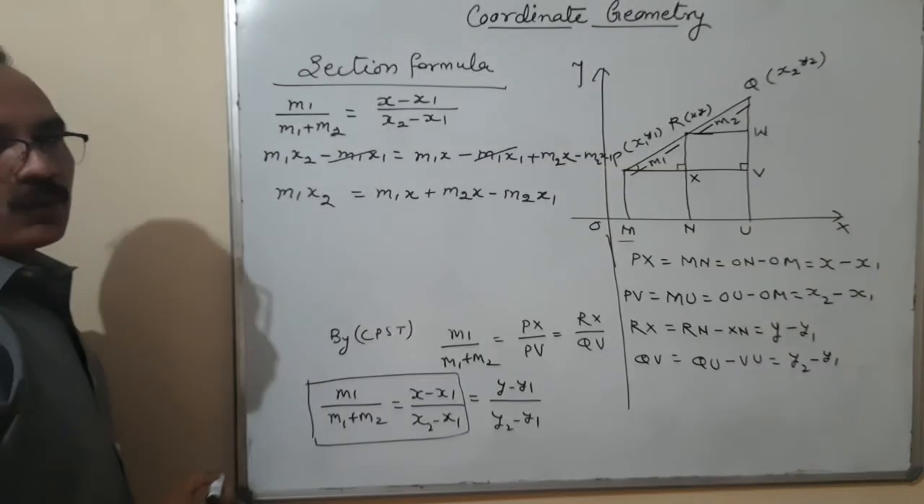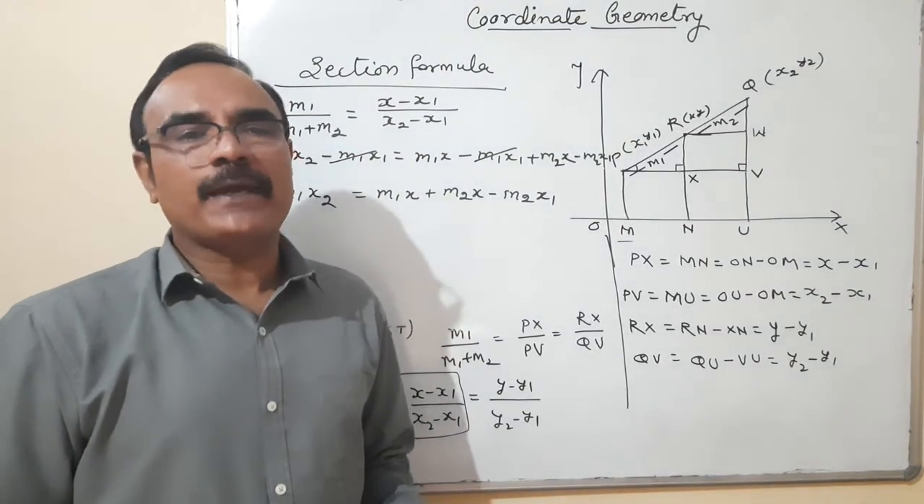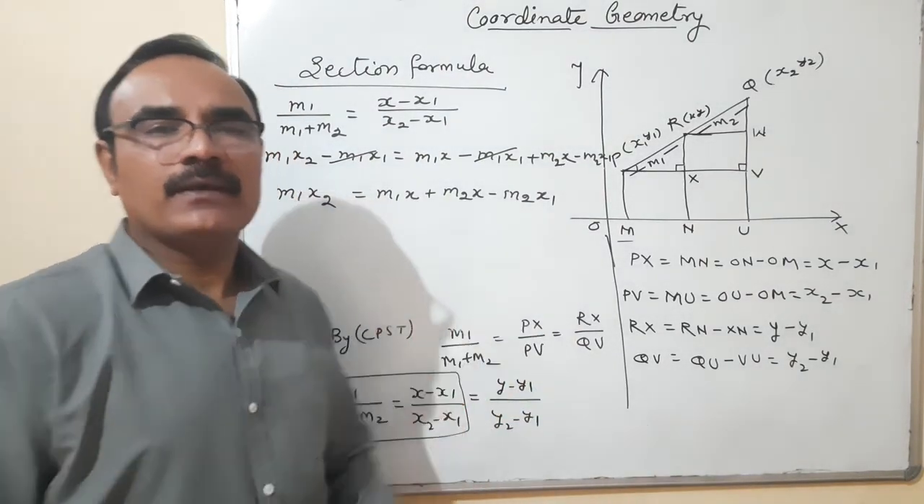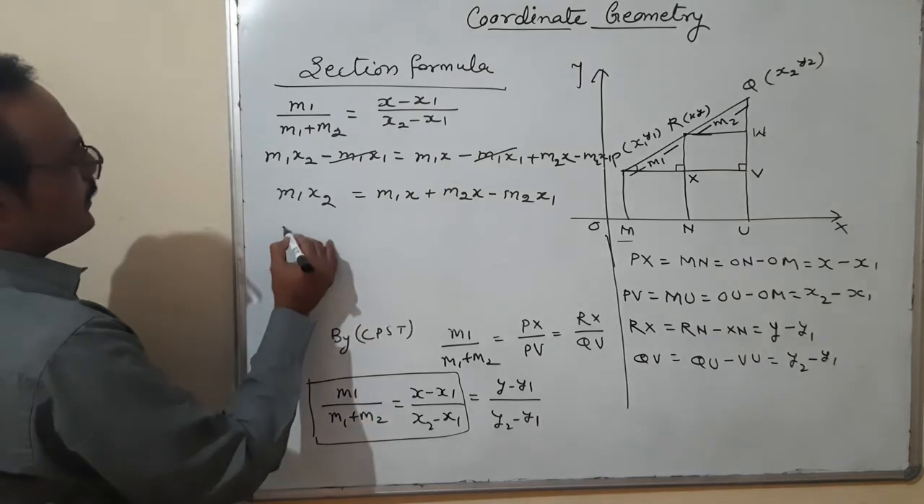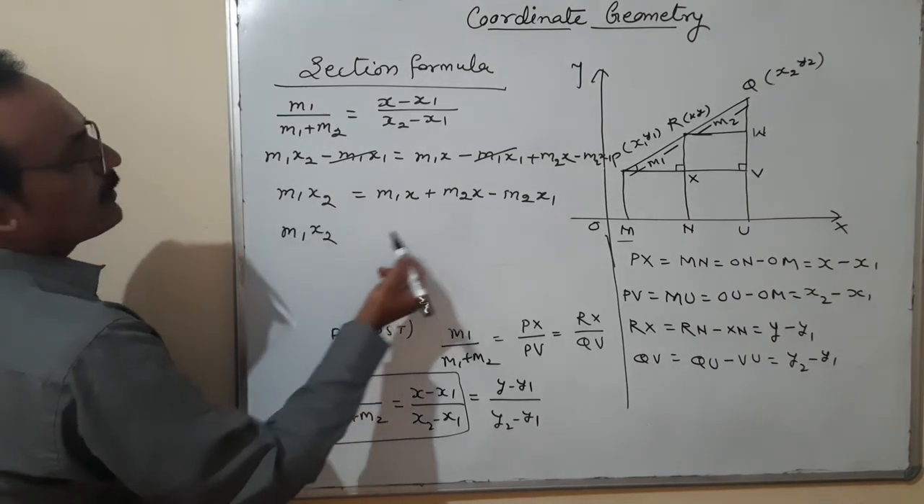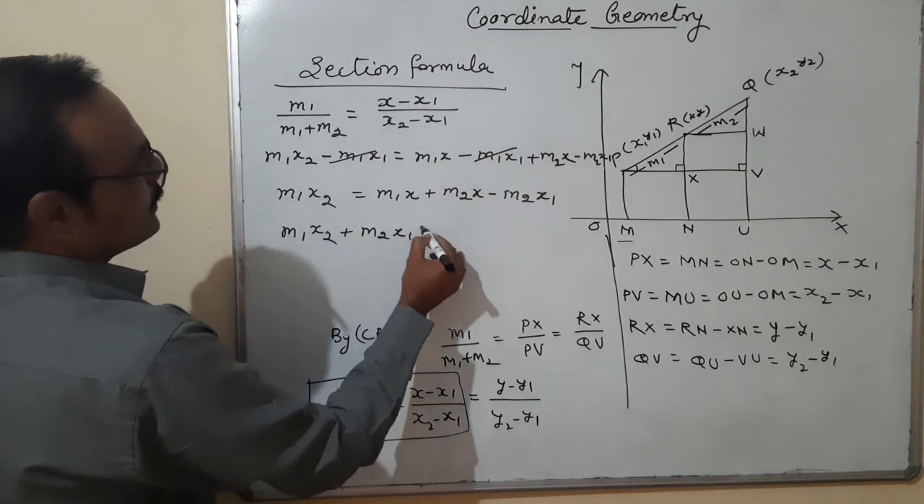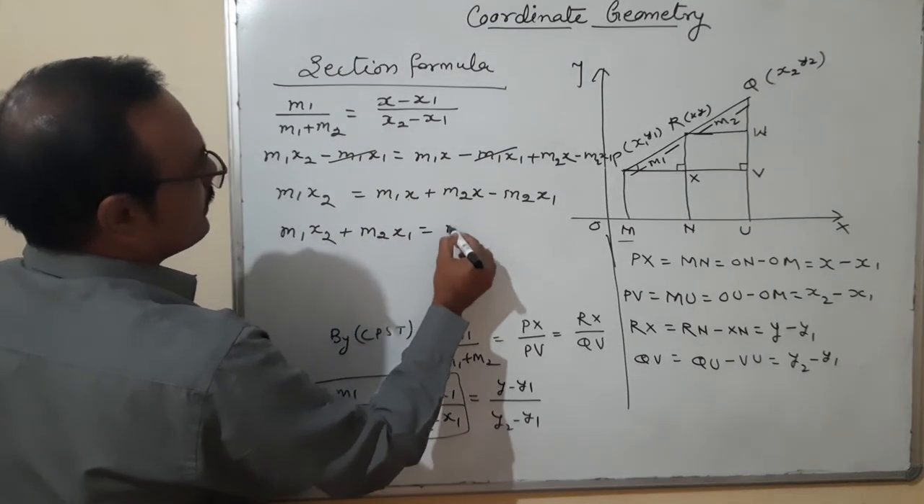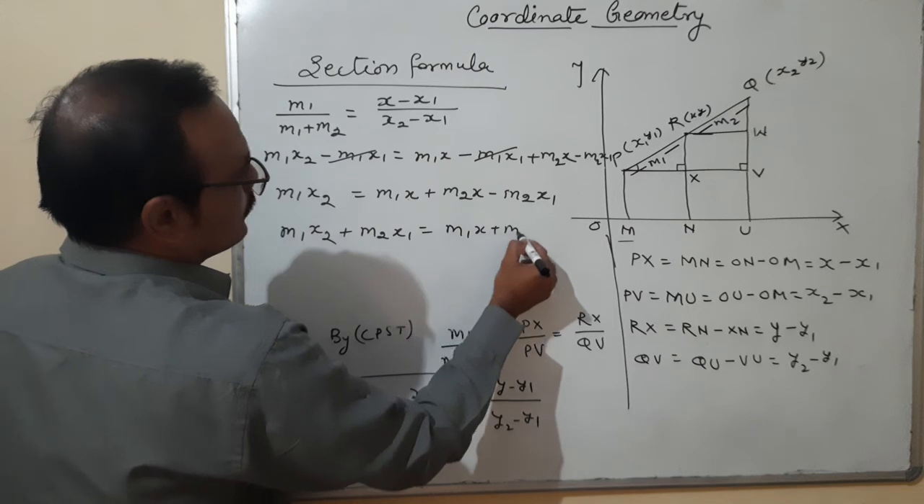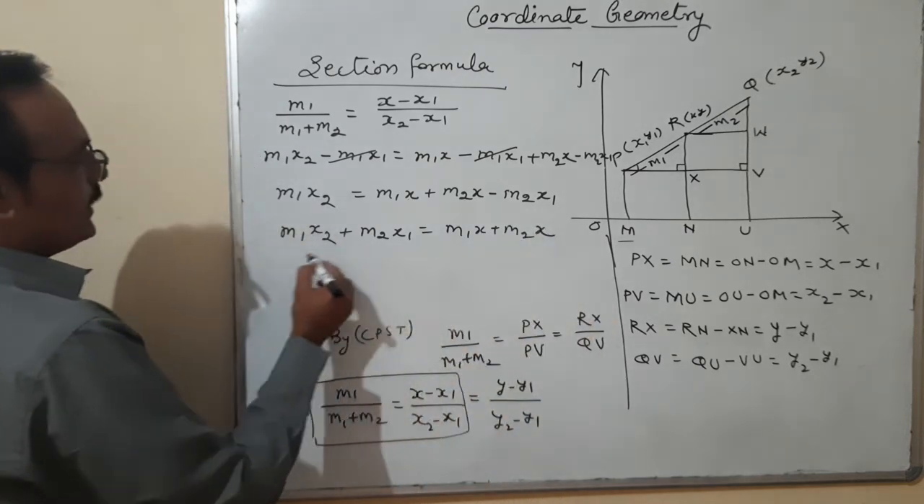What we are doing here, we are finding the value of x. So whatever the terms having x will be kept on one side. m1 x2 is equal to m1x plus m2x, and minus m2 x1 will be shifted here, so it is coming plus m2 x1 is equal to m1x plus m2x.